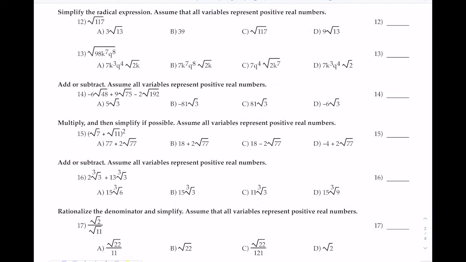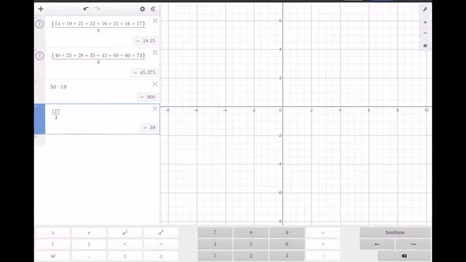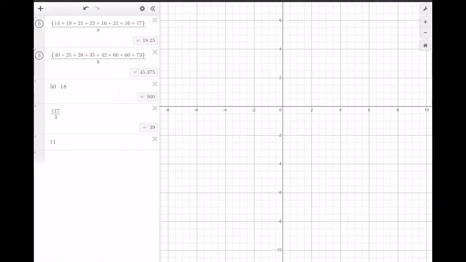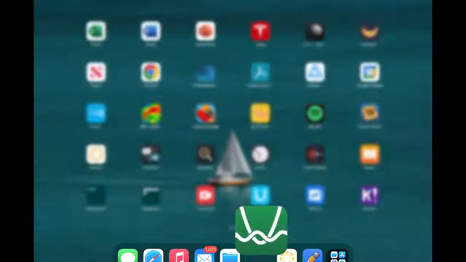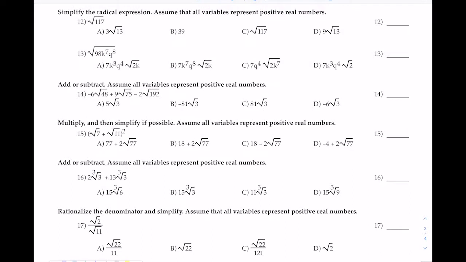So I know that I can break this down, okay? I know that 39 breaks down into 3 times 13. So I'm going to try 117 divided by 9. Okay, so I know 9 goes into 117 13 times. So this actually breaks down into the square root of 9 times the square root of 13, because 9 times 13 gives me 117. And we know the square root of 9 is 3, and the square root of 13, you can't break it down anymore. 13 is prime, so your answer is A.